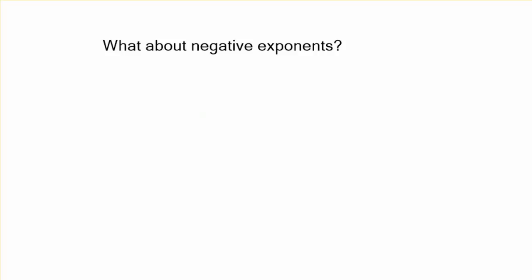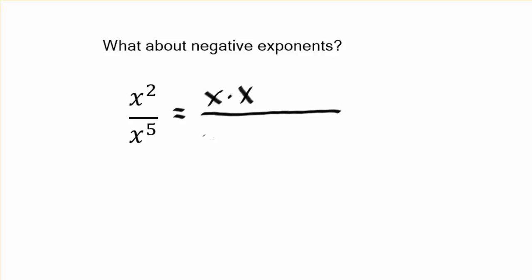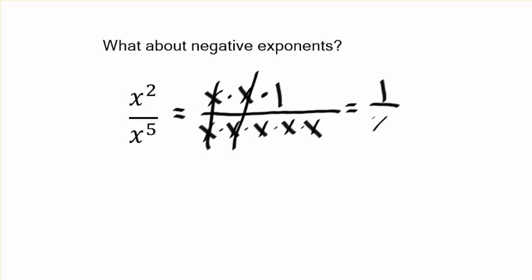But what happens if the exponent is bigger on the bottom? X squared divided by x to the fifth. Well, let's expand that out. X times x on top, and 5 x's on the bottom. And we're going to have a little placeholder, a 1 times 1. No big deal. Just when we cross these out, we need something to still be up on the top, and a 1 is a good placeholder. We're left with 1 over x to the third.